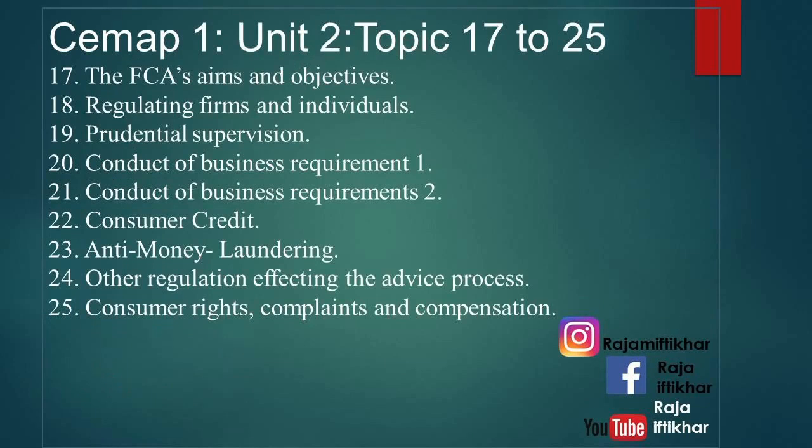So CeMAP 1 Unit 2 will look into topics 17 to 25, which is more into regulation, as I said before: Financial Conduct Authority, aims and objectives, regulation of firms and individuals, prudential supervision, conduct of business and requirements 1 and 2, and then consumer credit. Consumer credit is anything you buy from any retail shop or stuff like that, or you have delivered to your house.